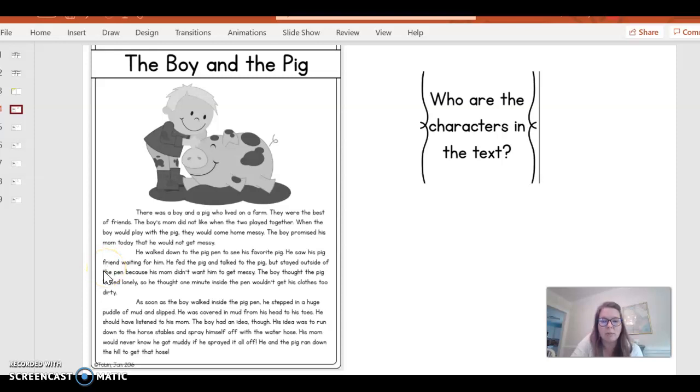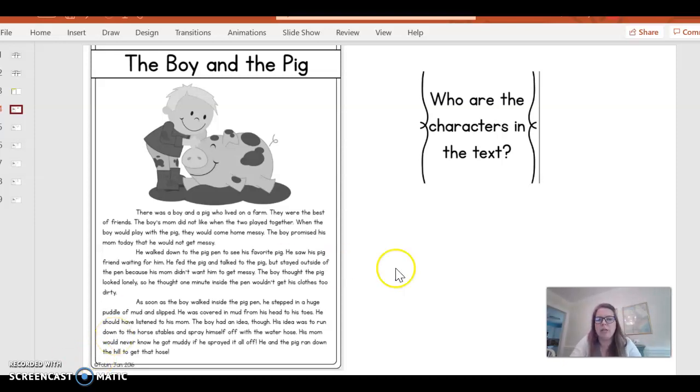He fed the pig and talked to the pig, but stayed outside of the pen because he didn't want him to get messy. The boy thought the pig looked lonely, so he thought 1 minute inside the pen wouldn't get his clothes too dirty. As soon as the boy walked inside the pig pen, he stepped in a huge puddle of mud and slipped. He was covered in mud from head to toe. He should have listened to his mom. The boy had an idea though. His idea was to run down to the horse stable and spray himself off with the water hose. His mom would never know he got muddy if he sprayed it off. He and the pig ran down the hill to get the hose.